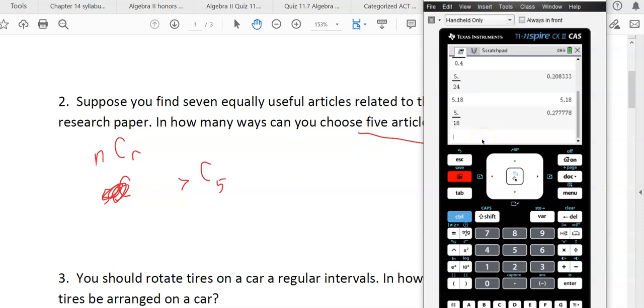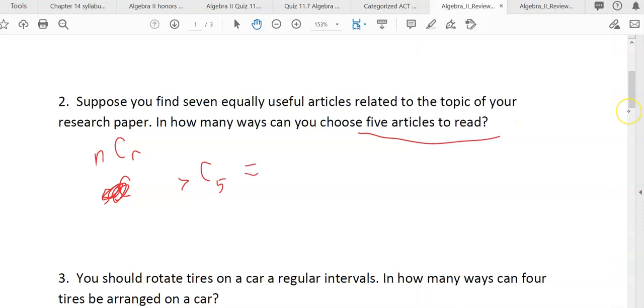So this would be nCr 7, 5. 21 different ways that could happen.